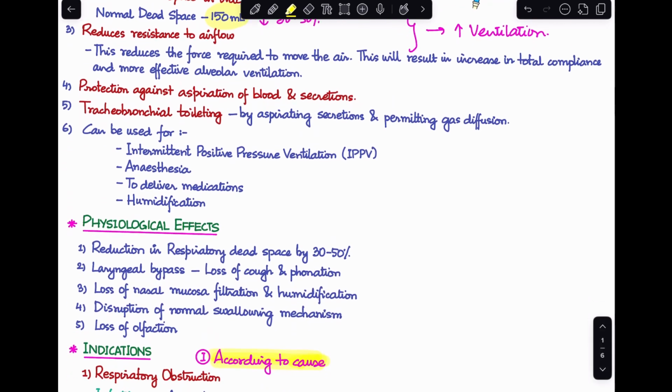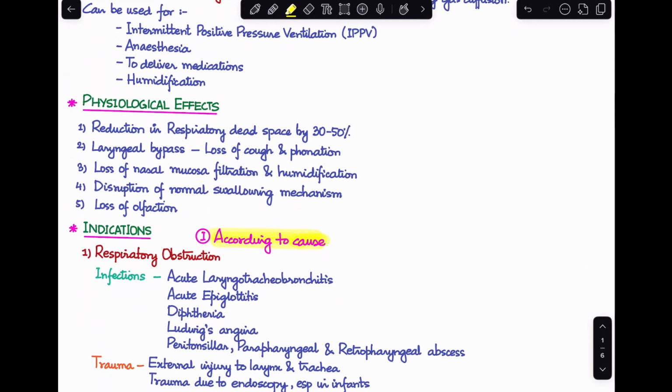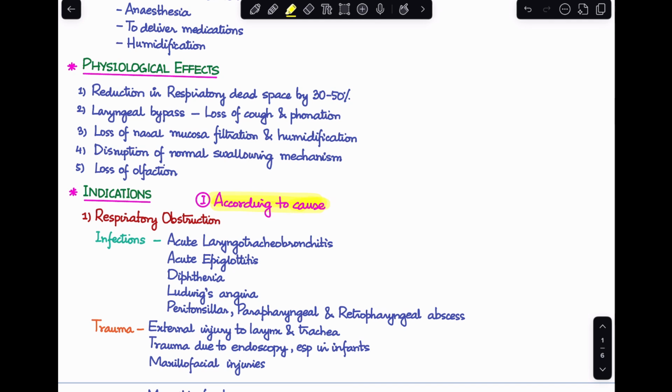Now, let's talk about what are some physiological effects that we'll see as a result of tracheostomy. So, the first one I have already mentioned, a normal respiratory dead space is about 150 ml. By doing a tracheostomy, there is a reduction in the respiratory dead space by about 30 to 50%. Second, it bypasses the larynx, because of which there is loss of cough as well as phonation in the patient.